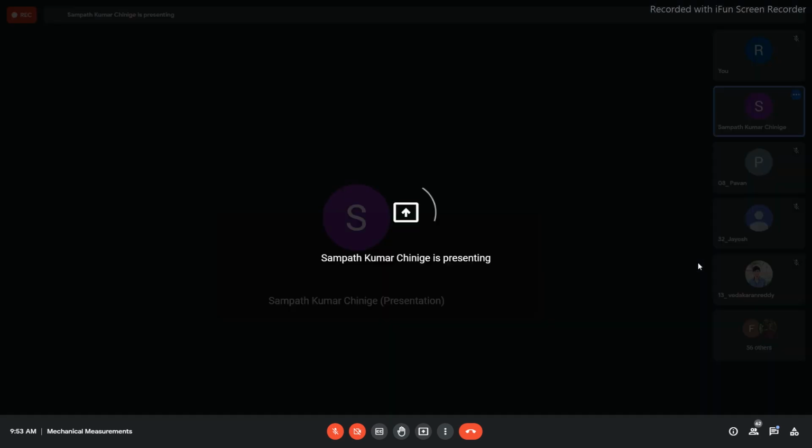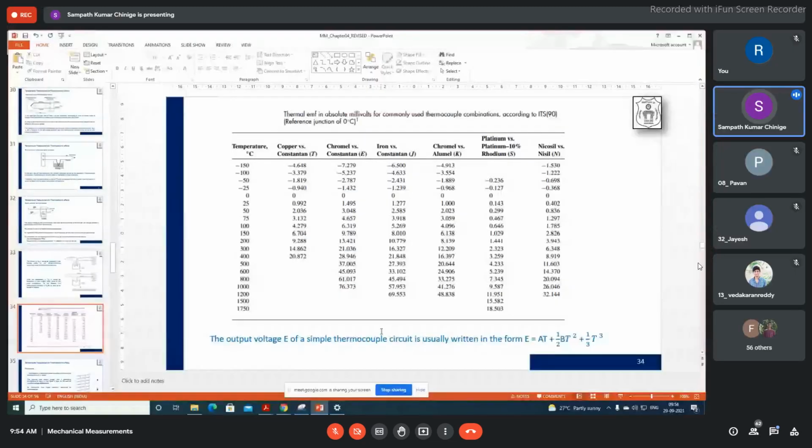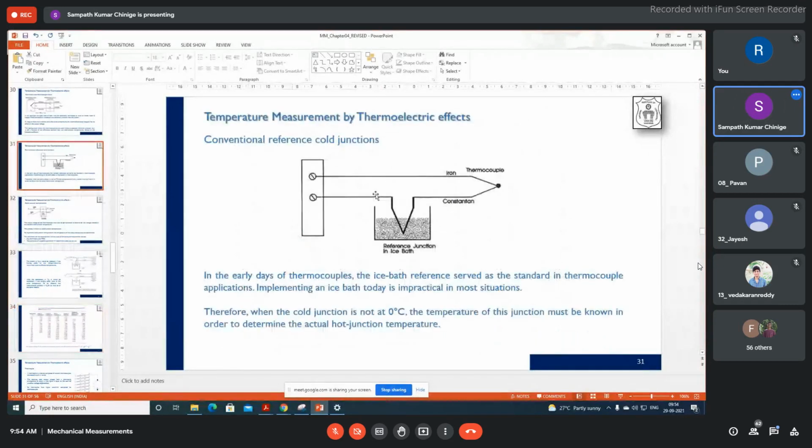Now you can see the thermal EMF in absolute millivolts for commonly used thermocouple combinations. You may have a doubt: what is the EMF that we can produce in millivolts for a particular temperature difference? You can see the variations in temperature in degrees centigrade. The other temperature you can assume to be 0 degrees. So one of the junctions is maintained at a particular temperature, and the reference is always mentioned at 0 degrees centigrade.